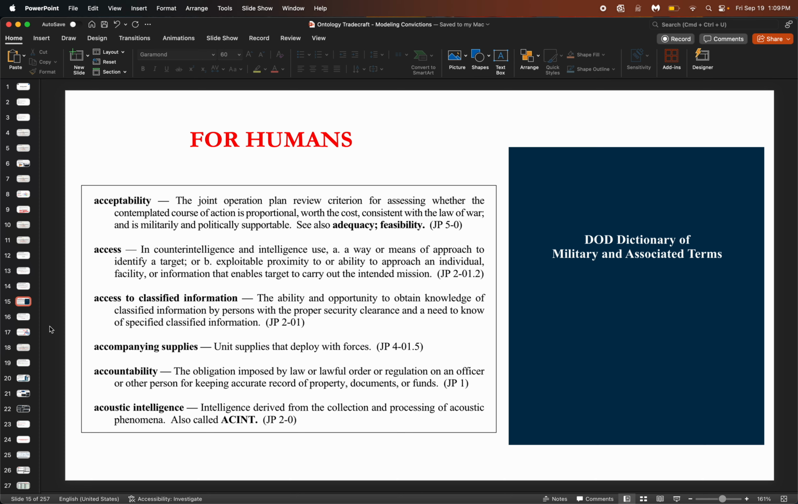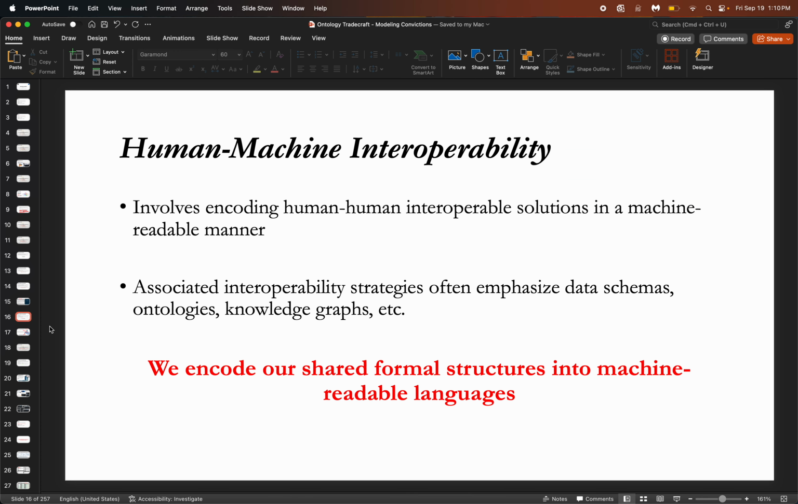On the left, you'll see something for humans. This is a dictionary, the DoD Dictionary of Military and Associated Terms, which is a snippet from there. This is for the humans, to support human-human interoperability or communication, especially in times of war or military engagements in the U.S.